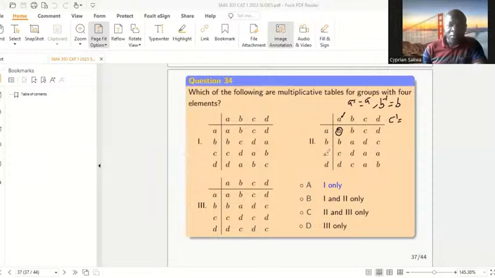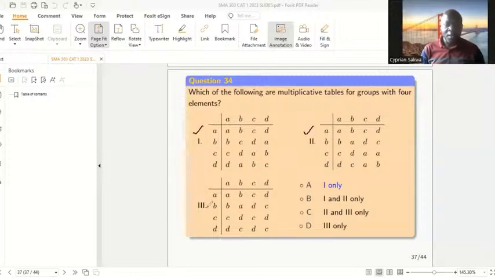An element can never have two inverses. This is saying that the inverse of C is C and at the same time is D. The inverse of an element is supposed to be unique. So C can never have two inverses, and that disqualifies this from being a group. You cannot have one element with two inverses. So this is not a group. The first was a group, the second is not.